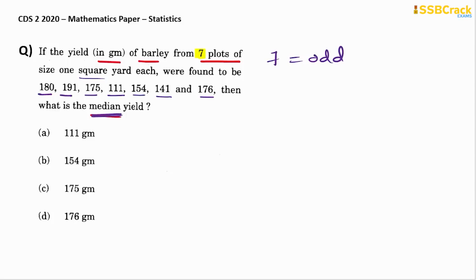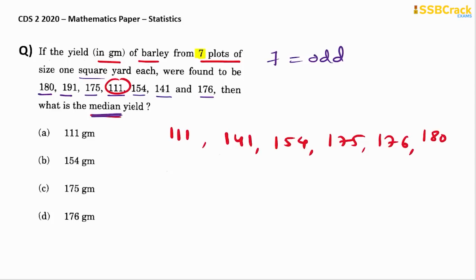So this was the simple and easiest question on statistics in the Series 2 2020 paper. Okay, so here you just need to arrange the data. The lowest value of the data is 111 grams. Then we have the next observation 141. Then we have 154. Then we have 175, 176. Then we have 180, and then finally 191. So here you could see that these are total 7 observations, out of which we need to find the median.